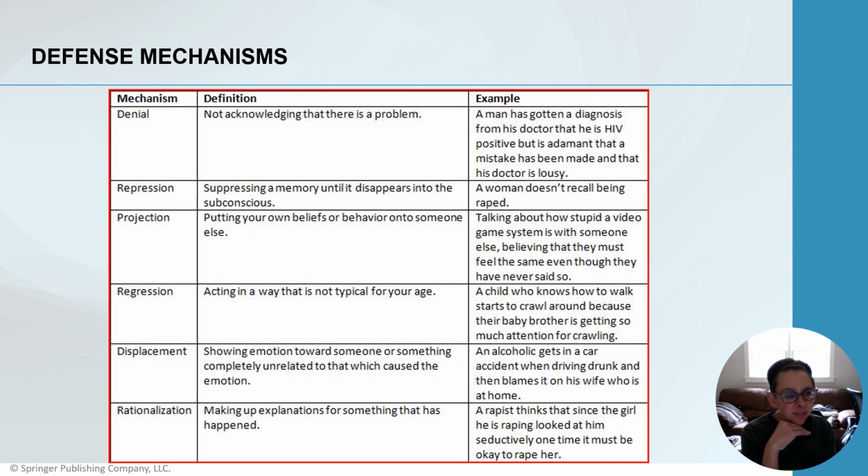And then displacement, showing emotion towards someone or something completely unrelated to that which caused the emotion. This happens quite a bit, kind of blaming somebody else for what happened. And then rationalization, making up explanations for something that has happened. An example is a rapist thinking that since the girl he is raping looked at him seductively one time, it must be okay to rape her. He's rationalizing that what he did was okay.